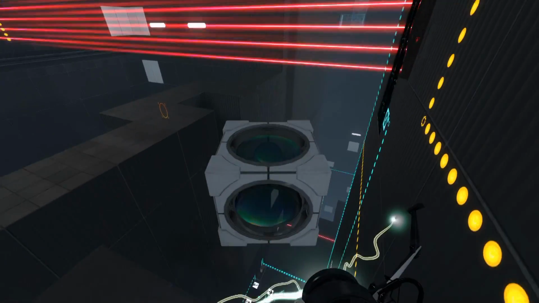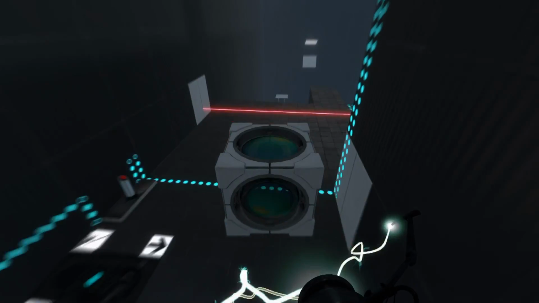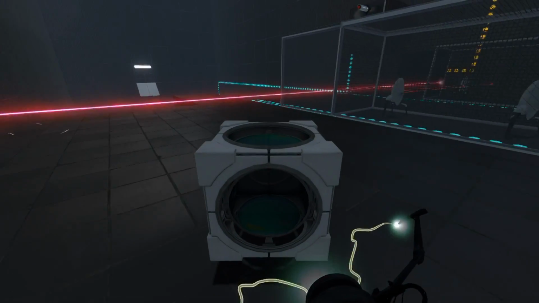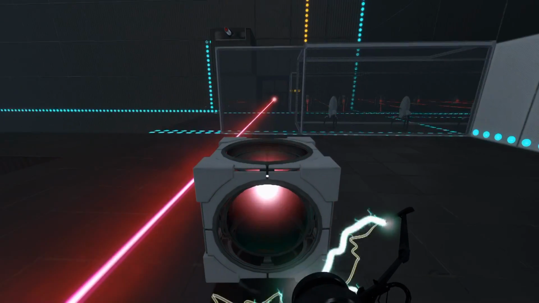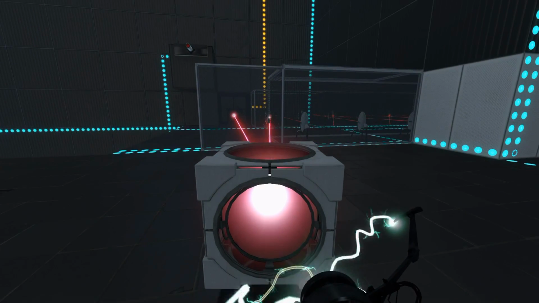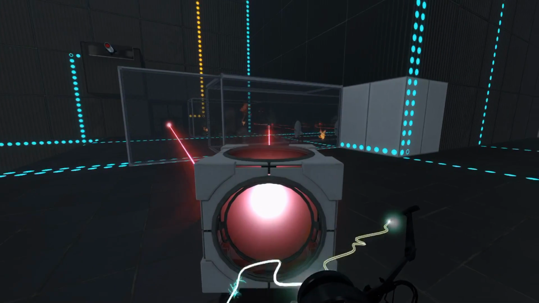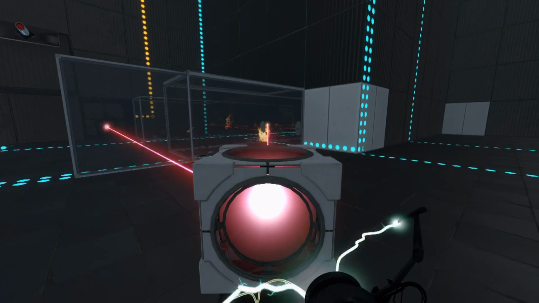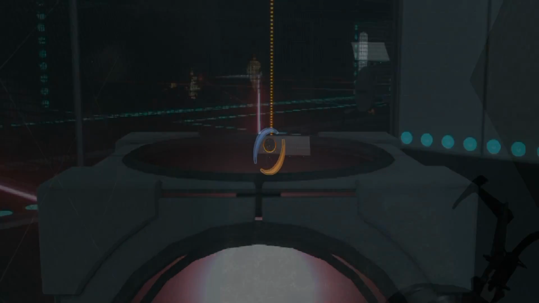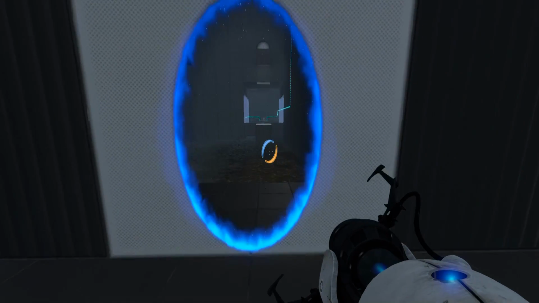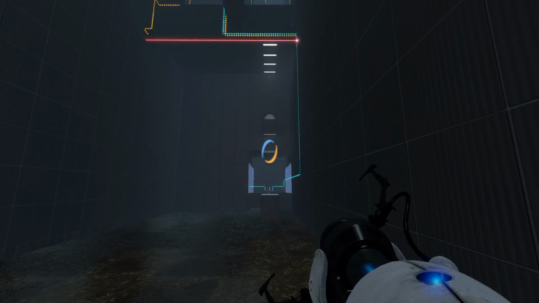I do look forward to sometime in the future creating some co-op test chambers, just in case any of you are curious about that. I don't have any currently slated, mostly because I am going to at some point need to use the Hammer 2 level editor in order to do some really decent co-op test chambers.